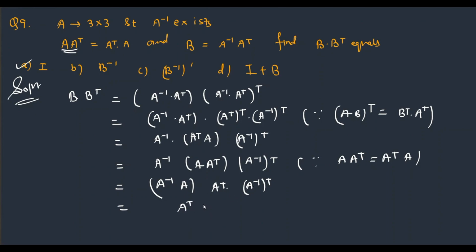Now here we can write A transpose and its inverse, because A inverse and its transpose is the same as A transpose and its inverse. So now if you consider it is B matrix, so B into B inverse, which is nothing but I. So option A is the correct option.